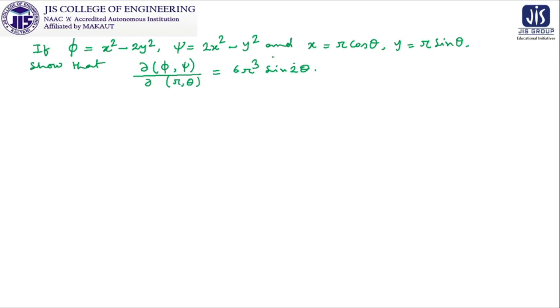chain rule for Jacobians. So del phi psi by del r theta can be written as del phi psi by del xy into del xy by del r theta.